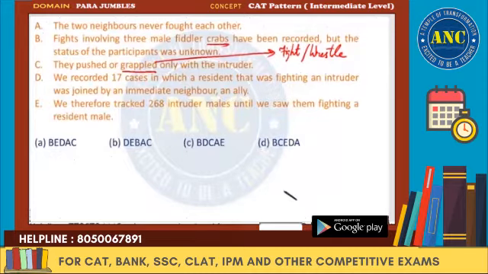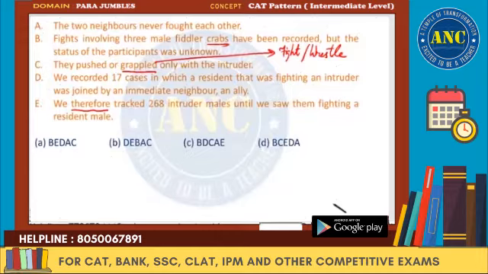Fights involving three male fiddler crabs have been recorded, but the status of the participants was unknown. Then we recorded 17 cases in which a resident that was fighting an intruder was joined by an immediate neighbor and ally. We therefore tracked 268 intruder males. This therefore is important. We therefore tracked 268 intruder males until we saw them fighting a resident male.